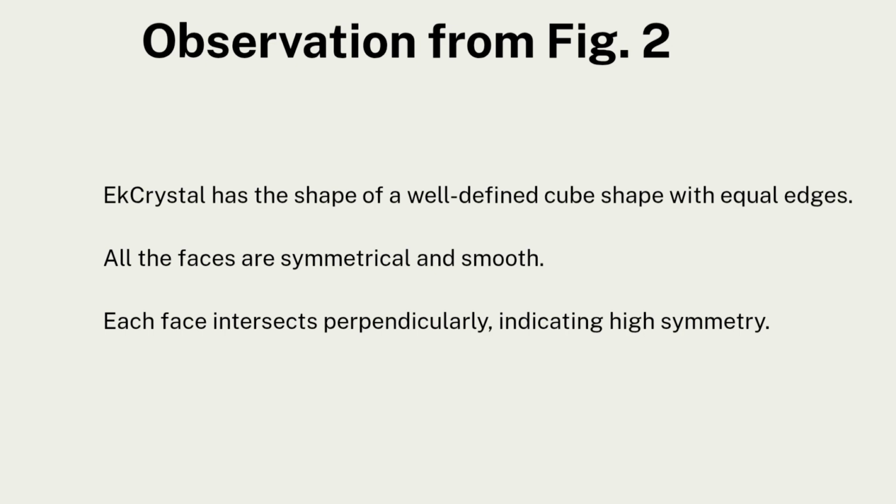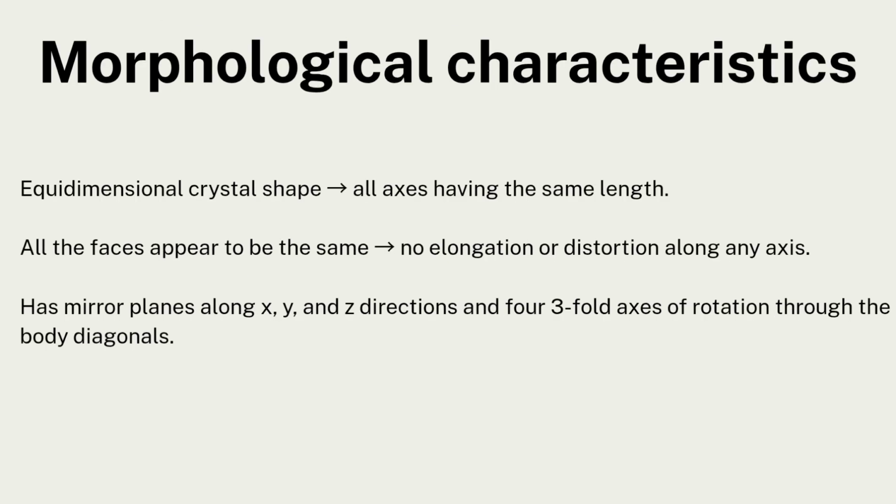The crystal appears to be perfectly cubic with all edges equal and all faces identical. Each face meets the other at right angles, indicating a high degree of symmetry. Such features are typical of crystals belonging to the cubic or isometric system. In the cubic system, crystals are equidimensional. That means all the three axes are equal in length and perpendicular to each other.